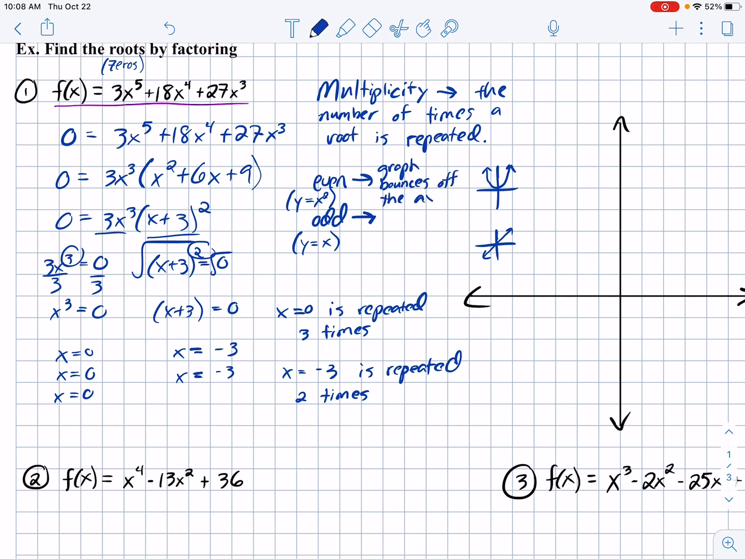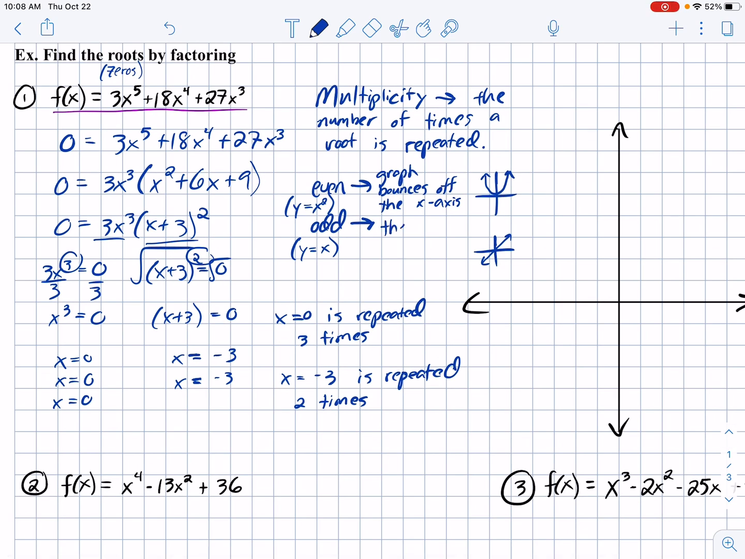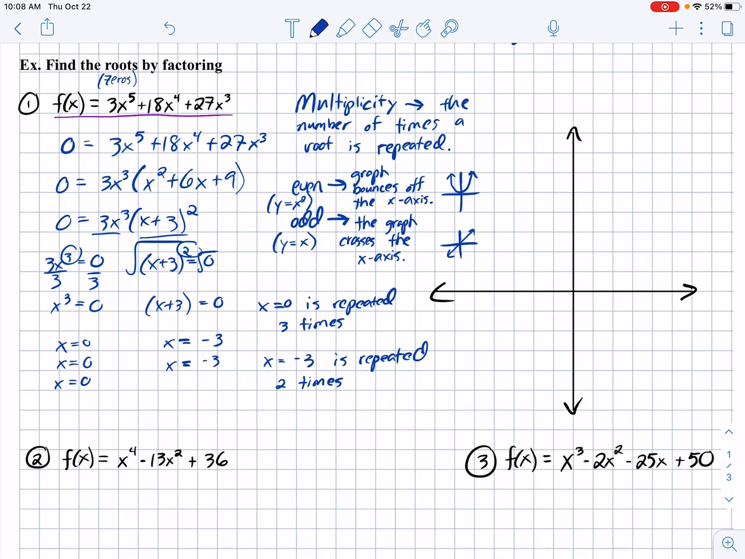Okay, a good way to remember that is just think of x squared. X squared is even. And when you have an x squared function, it bounces off or through the origin, it turns back up the other direction. For an odd multiplicity, the graph crosses through the x-axis.